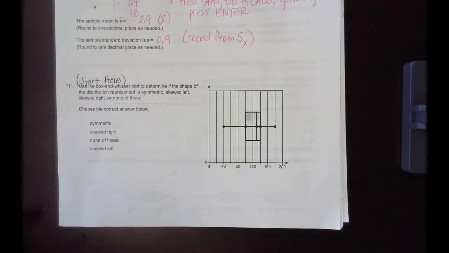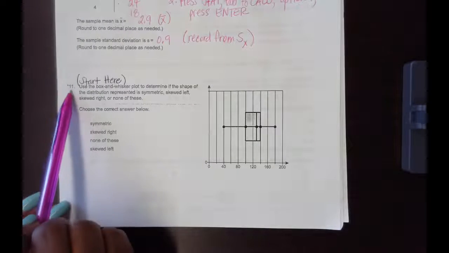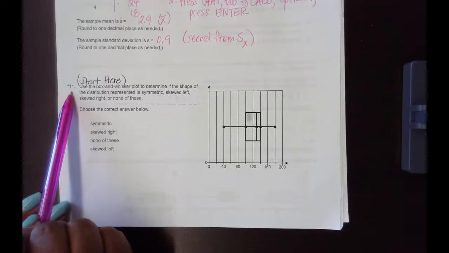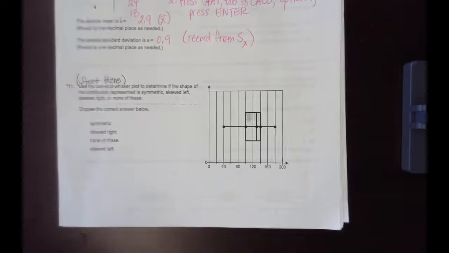This is the completion of section 2.1. We completed in class up to number 10, and we're starting here at number 11. The problem says use the box and whisker plot to determine if the shape of the distribution represented is symmetric, skewed left, skewed right, or none of these.